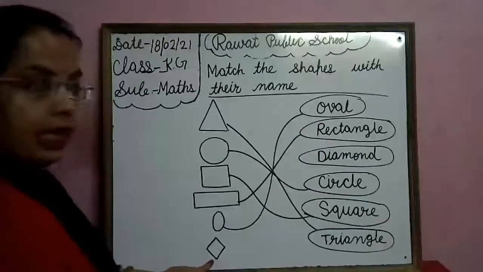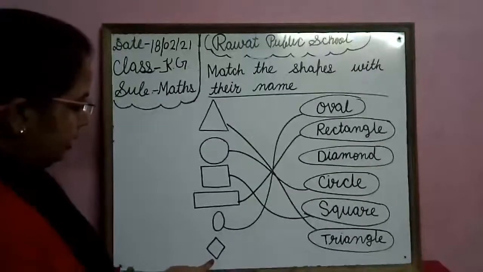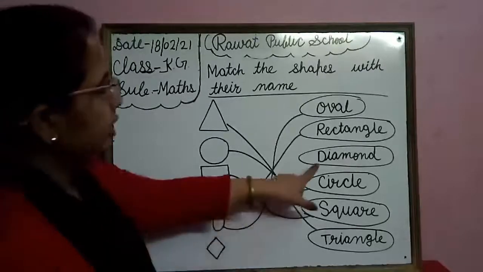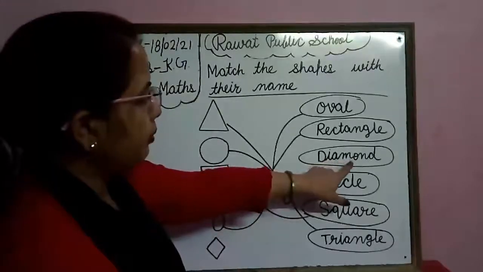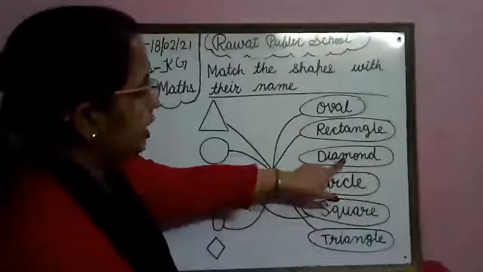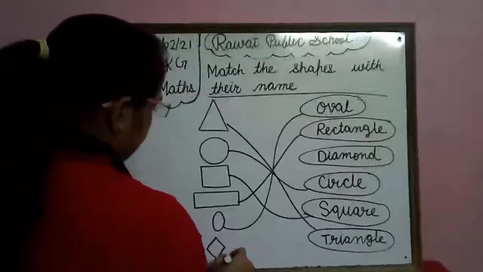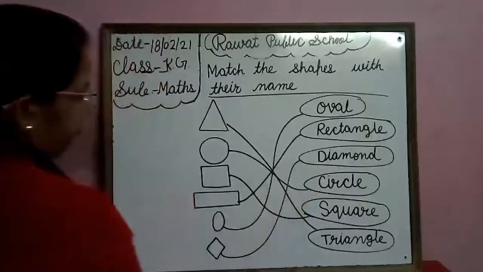This is diamond shape. Match the diamond shape with their name. D-I-A-M-O-N-D, diamond. Match the diamond shape with their name.